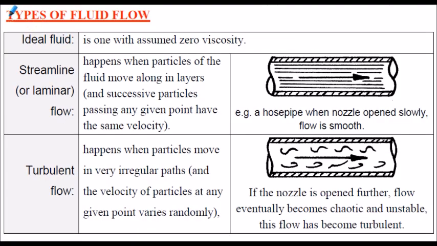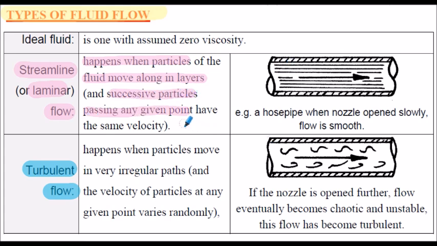So for reference, just be aware that there are two types of fluid flow. The steady flow, also termed streamline or laminar flow, and turbulent flow. However, for this continuity presentation, we're only considering the steady flow, the streamline flow. And that occurs when the particles within the fluid move along in layers, as shown in the diagram on the right hand side here. And successive particles passing any given point in our horizontal pipe has the same velocity.